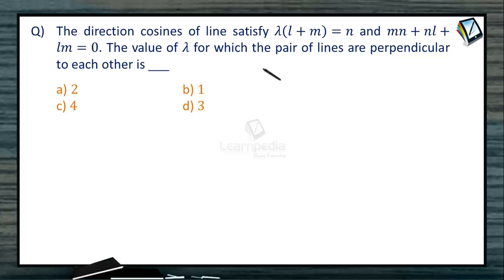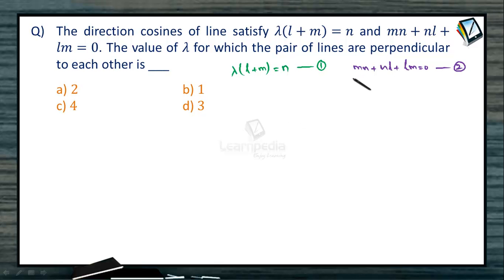What is the first equation given? Lambda times l plus m is equal to n. Let's treat this as equation 1. And what is the second equation given? mn plus nl plus lm equal to 0. Let's treat this as equation 2.